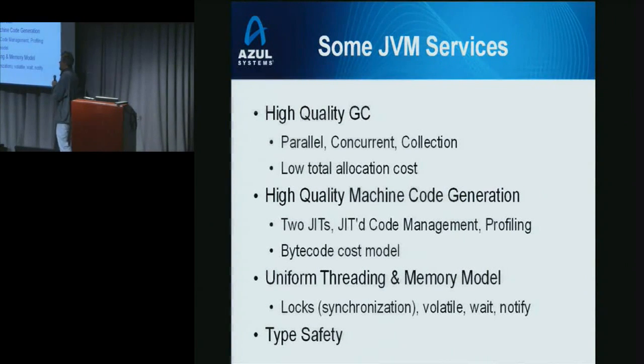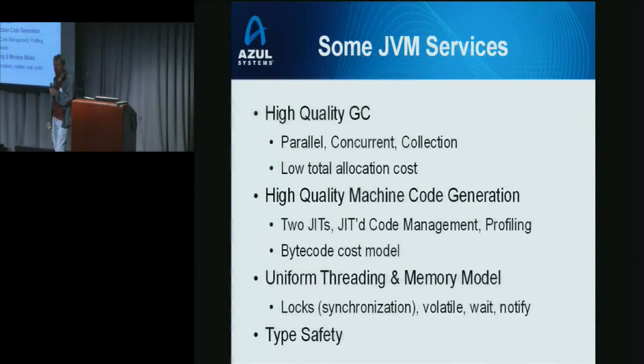There's high-quality machine code generation going on in there. HotSpot has 2 different JITs. Most of the VMs out there have several different JITs in motion at once. There's management of the JITted code. There's profiling. And the combination of these things gives you a bytecode cost model. That's a key bit of transparency that people often don't think about.